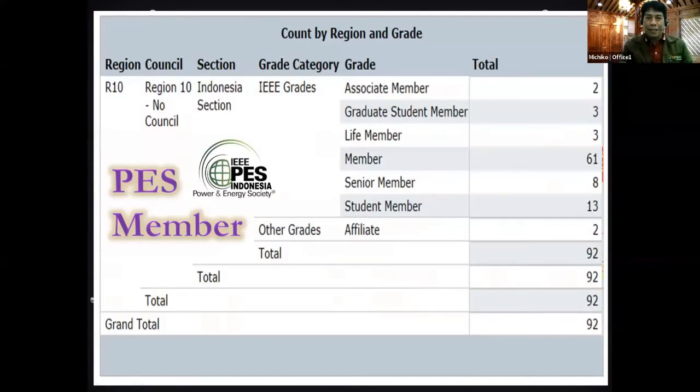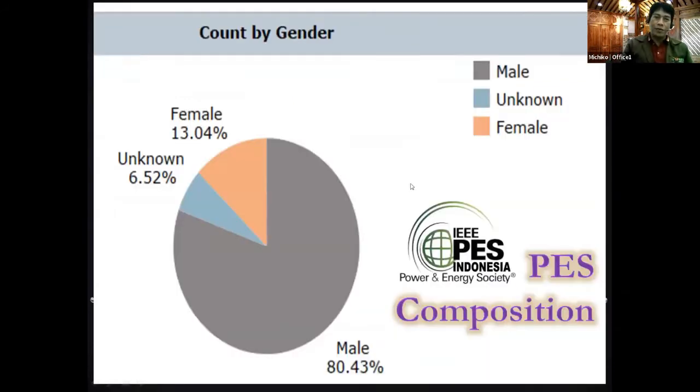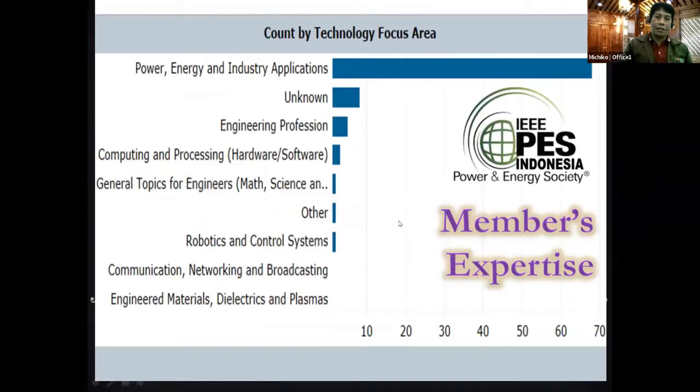Technically, in the IEEE PES, we have associate members, graduate members, life members, affiliate members, and student members. This is the total membership in IEEE PES. Now we have 92 people belonging to the PES. If we look at gender, male members dominate, at 80.40%, and the second is female. If we look at the expertise of the members, most members belong to power, energy, and industry applications. So I think the same thing applies for FORTEI.